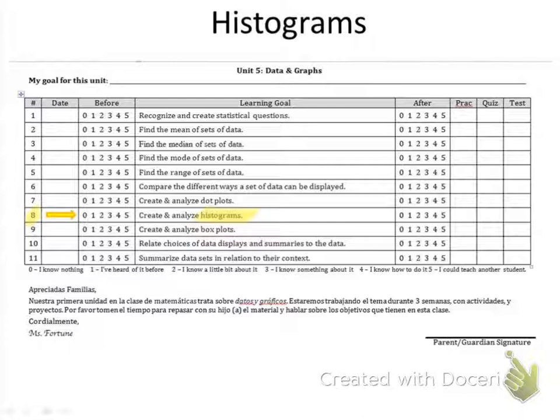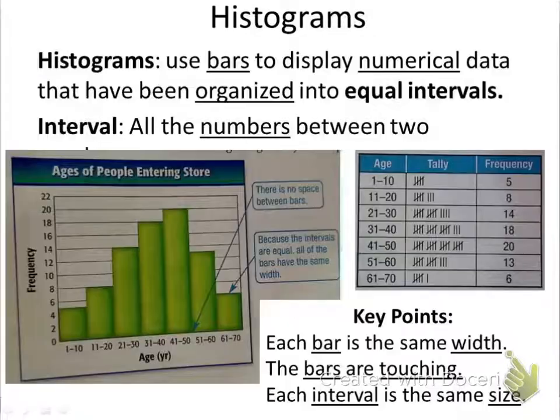Do you know what the word histogram means? Do you have a guess of what it might be? And then circle your before level of understanding based on those thoughts. When you're finished, please glue your handout in to the next page in your notebook and then click play because we're going to get started.